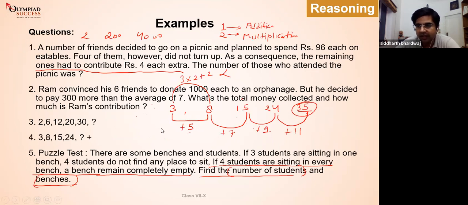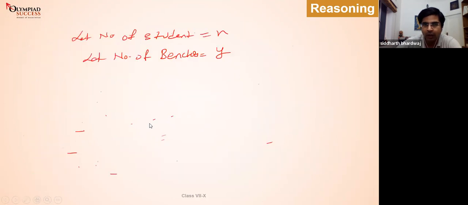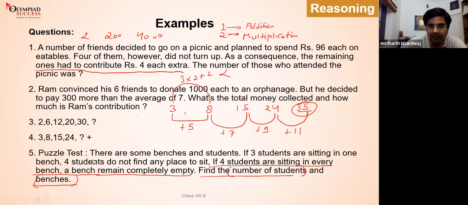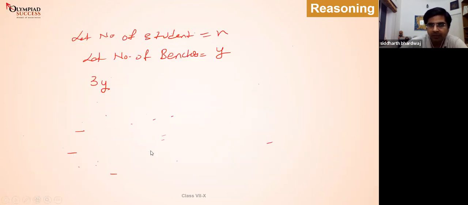If three students are sitting in one bench, that means the number of benches is y, and if three students sit on each, what is the total number of students? 3y, because total benches are y and every bench has three students. Now, four students do not find any place to sit. So four students means 3y plus 4. This is the total students.